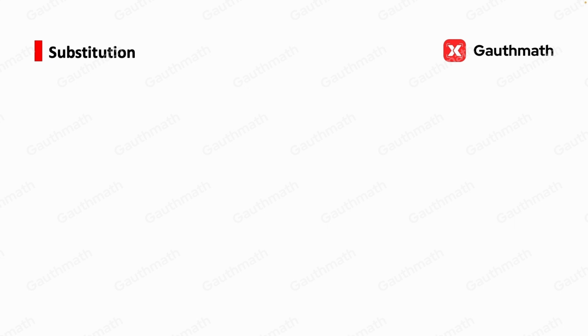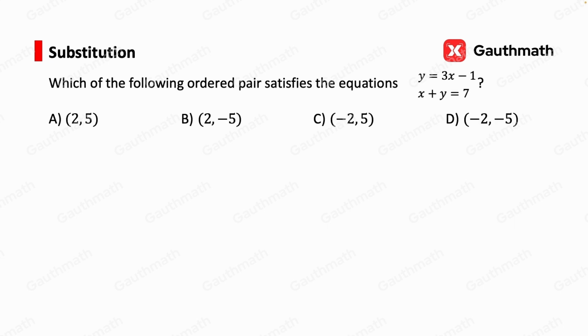Substitution first. Let's look at one example. Which of the following ordered pairs satisfy the equations y equals 3x minus 1 and x plus y equals 7? And there are A, B, C, D, 4 choices. To solve a linear system by substitution, there are 4 steps to follow.